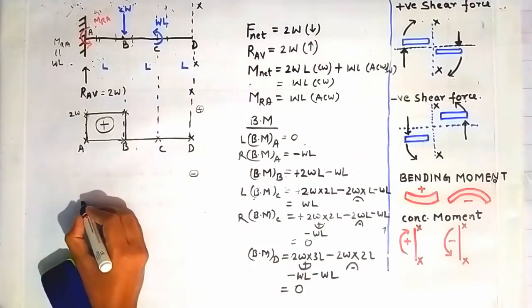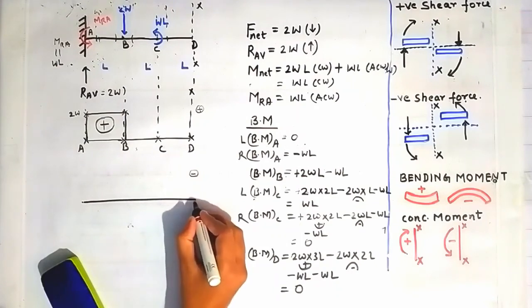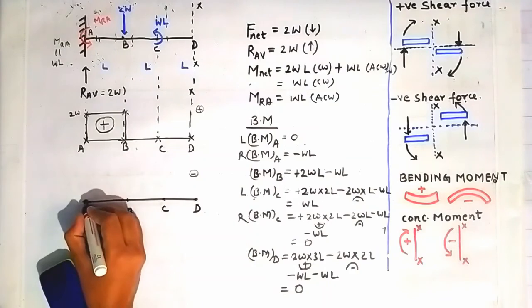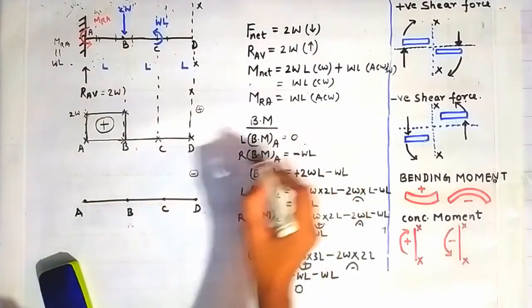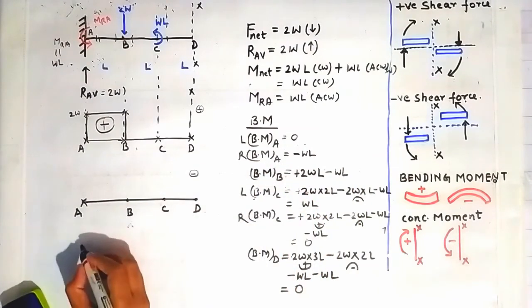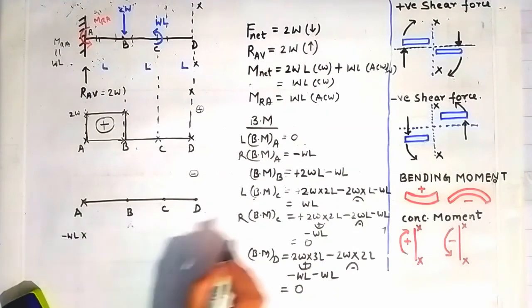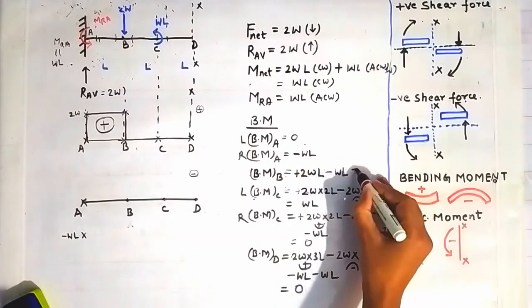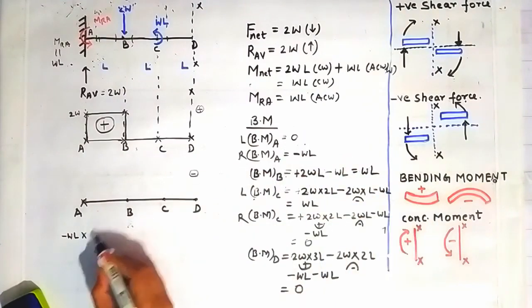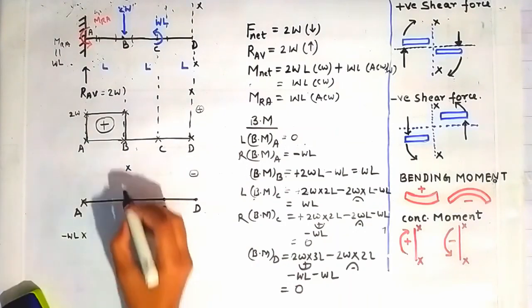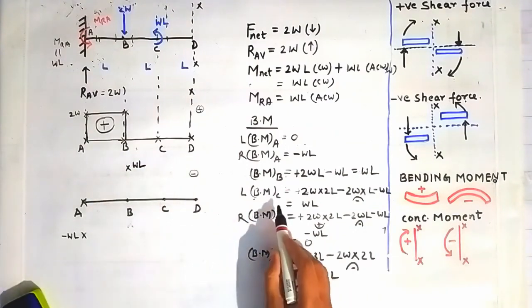The bending moment diagram will look like this. This is the point D, this is the point C, this is the point B, and this is the point A. Now the bending moment at point A is 0. The bending moment on the right side of A is minus WL, so going in the negative direction downward, minus WL. The bending moment at B is equal to how much? It will come out to be WL.